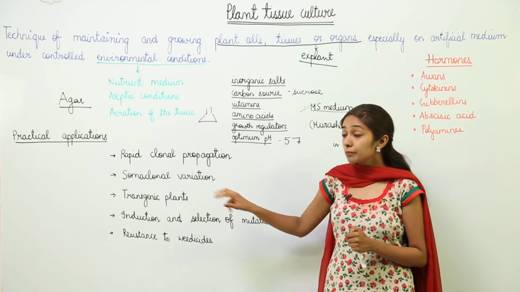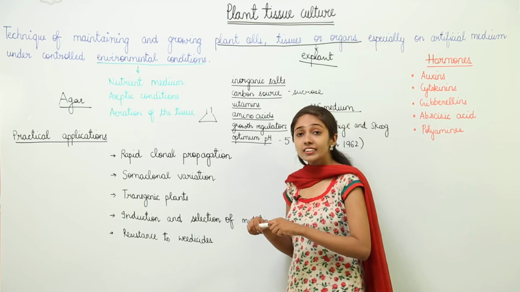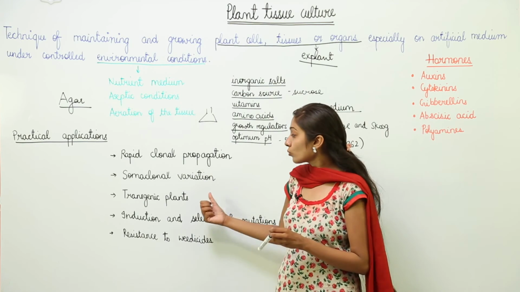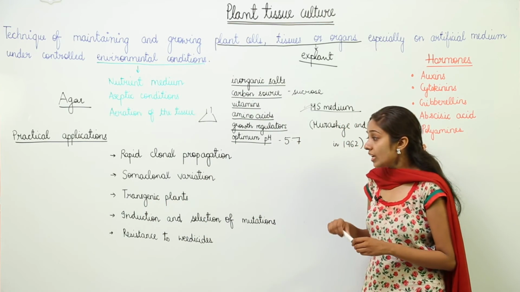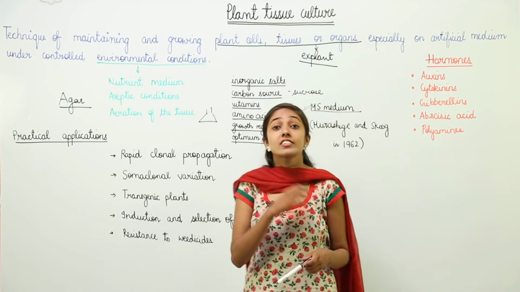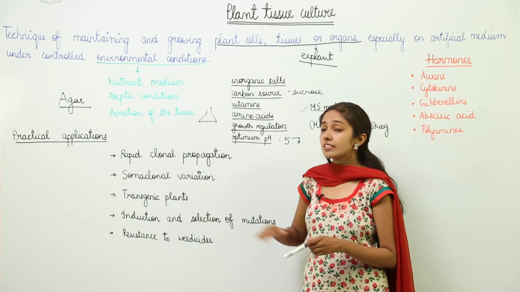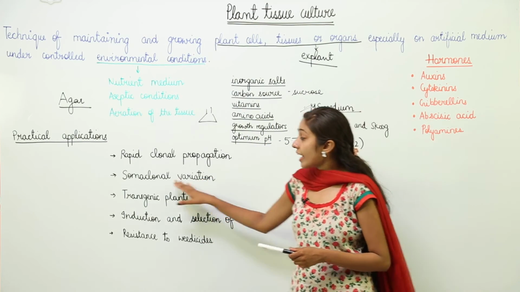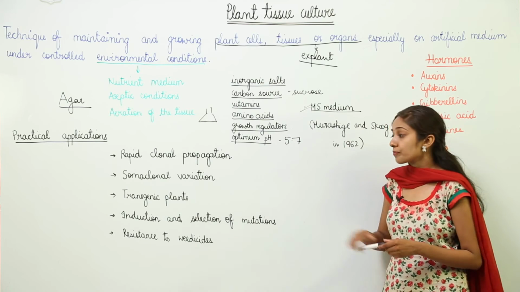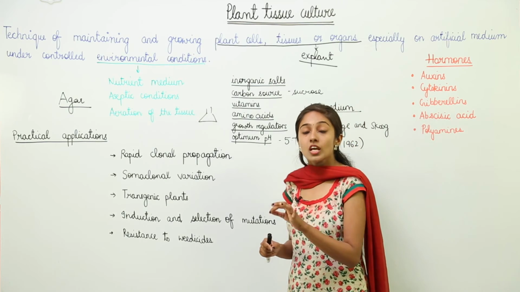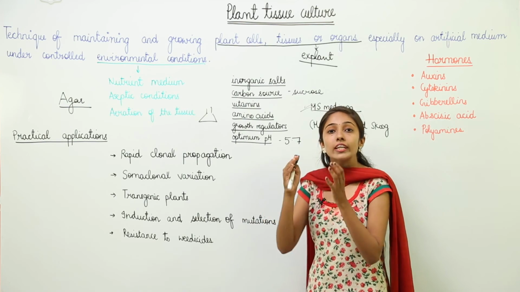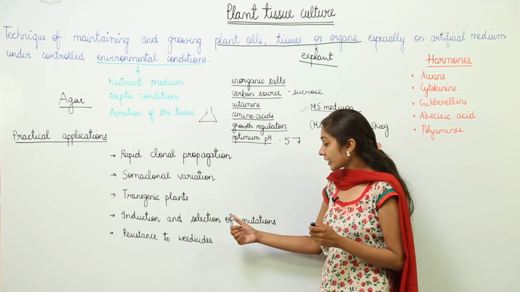Then we have transgenic plants. Transgenic plants are the plants that are genetically engineered, in which the transgene is introduced. The transgene that is introduced can be a gene which leads to disease resistance, right? So these transgenic plants are developed so that the desired characteristic traits can be achieved. After that, we have induction and selection of mutations. Various mutagens are used which cause mutations. Mutations means certain changes at the genetic level.